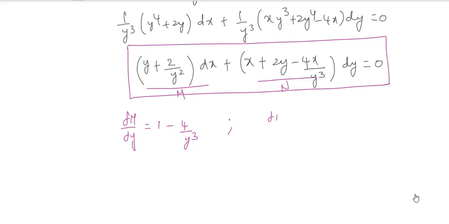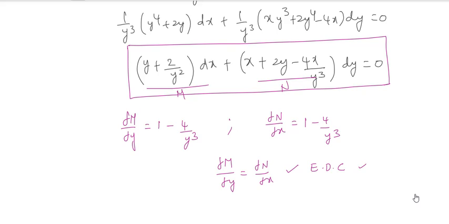Next, dou N by dou x. Dou N by dou x is nothing but, for x, 1 will be there, and then for the other x term you will have 1 minus 4 by y cube. See, now it satisfies dou M by dou y equal to dou N by dou x or not? Yes or no? So now is this your exact differential equation or not?